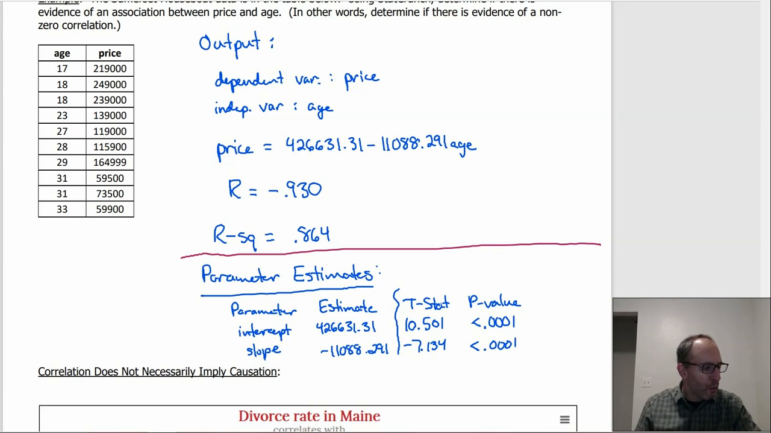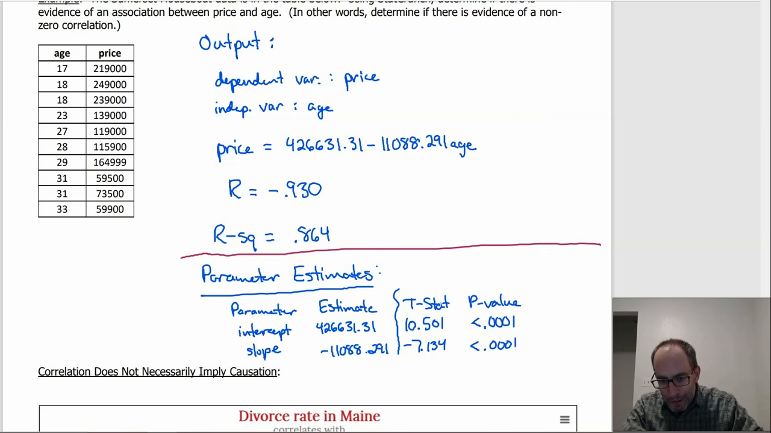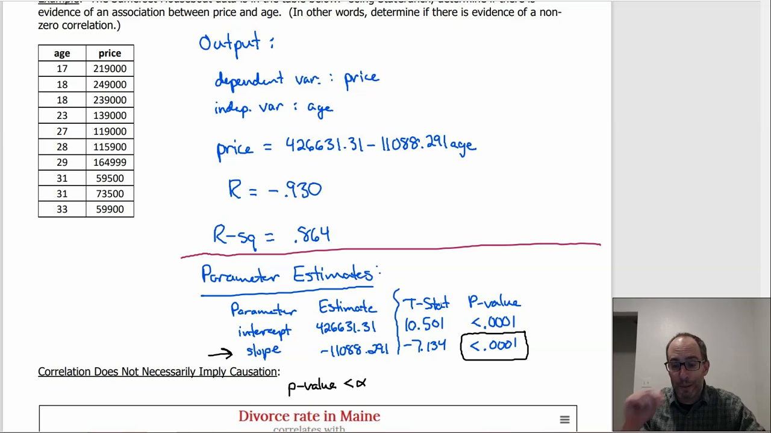All right, so we're looking for evidence of an association between price and age. Well, the thing that you'd be looking at, so let me get another color here. I'll just do this in black. Right, because you want to be in the slope row, and so it's that p-value. What we're going to end up with is that the p-value is less than alpha for any reasonable alpha, right? That p-value is really small. Certainly less than 0.05 or 0.10 or 0.01.